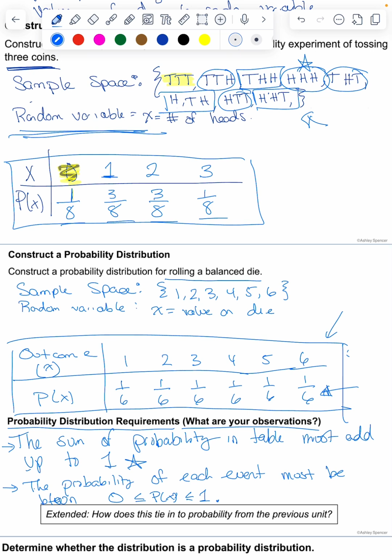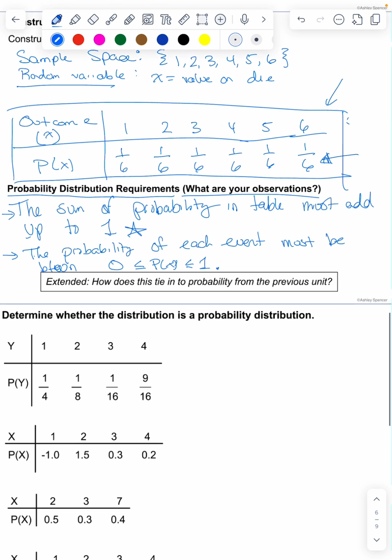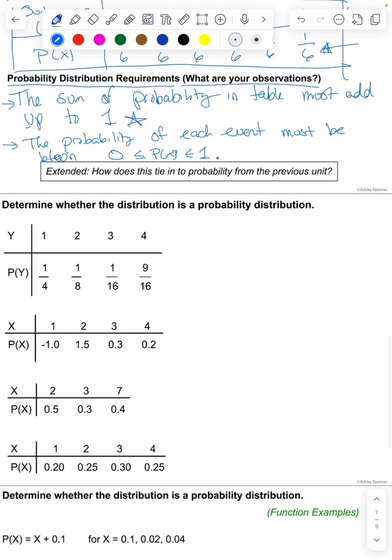So how does this tie into the probability that we were talking about in the first unit? Still the same stuff. We're just putting it now into a table, okay? Now this idea of random variable, it helps us perform the experiment electronically. So let's determine whether the distribution is a probability distribution. So what do we need to check? We need to check 2 things.